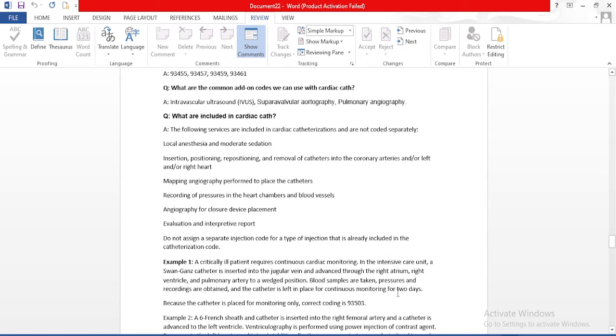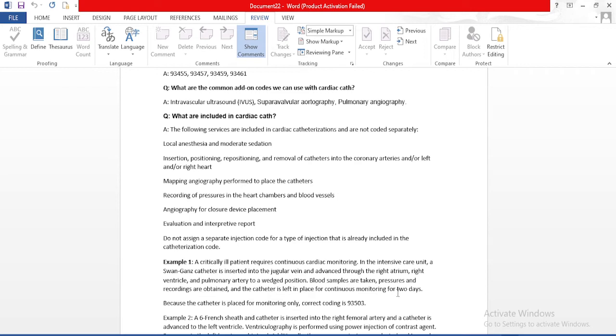Next question. What are the common add-on codes we can use with cardiac cath? Like IVUS, usually we'll call it intravascular ultrasound, supravalvular aortography, pulmonary angiography. All these add-on codes we can code along with cardiac cath. Next question. What is included in cardiac cath? These are included by default in cardiac cath. We need not code them separately.